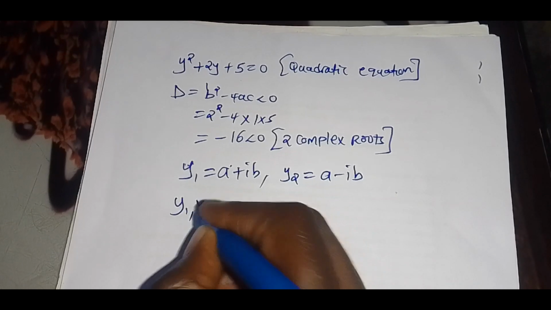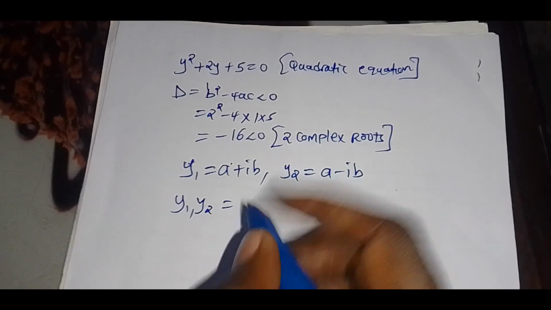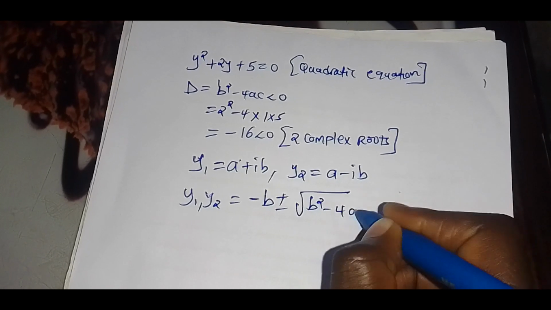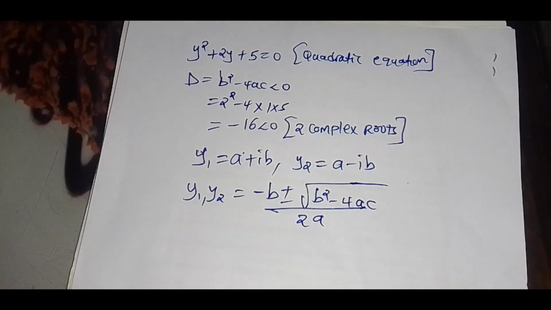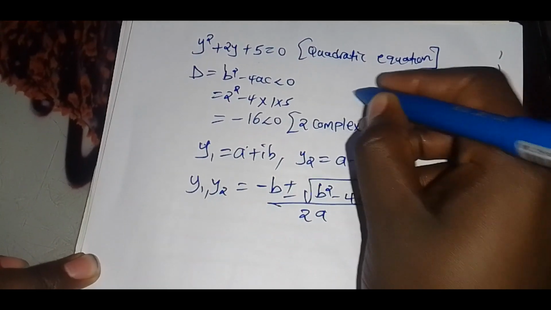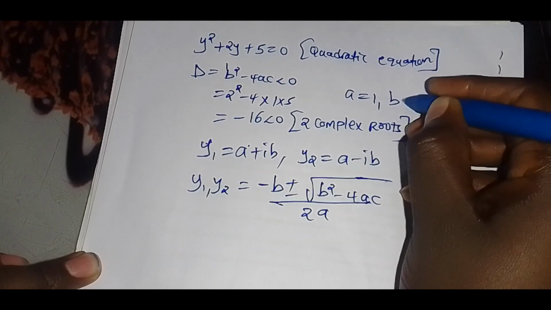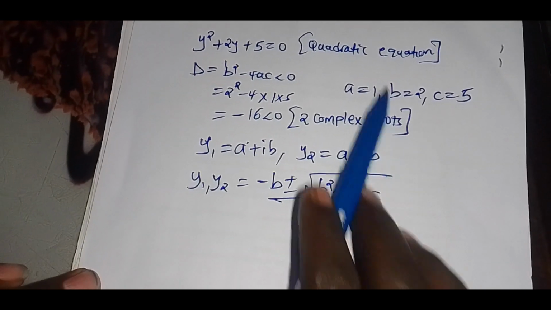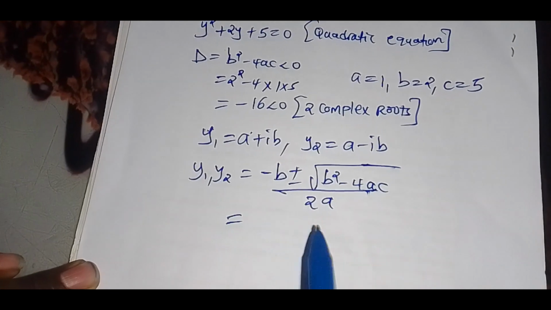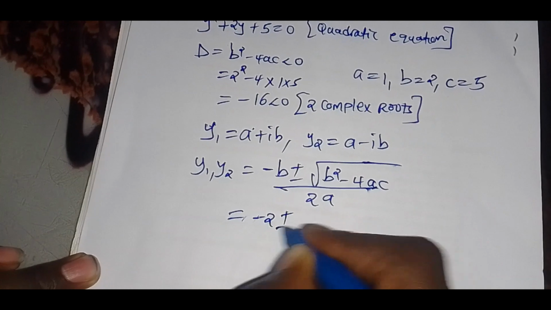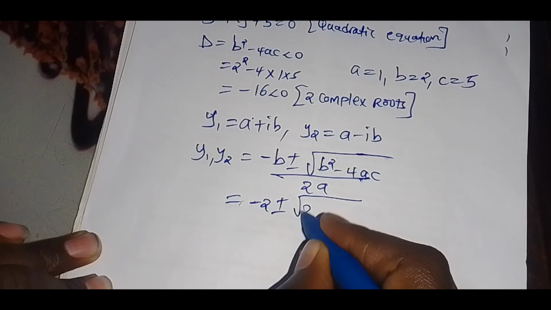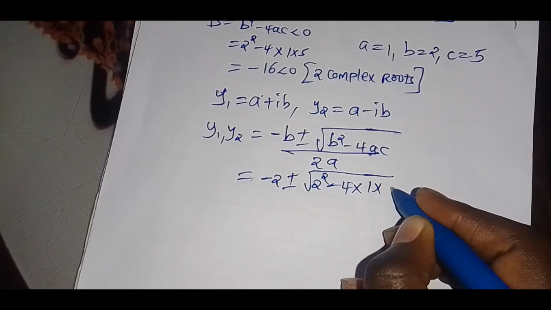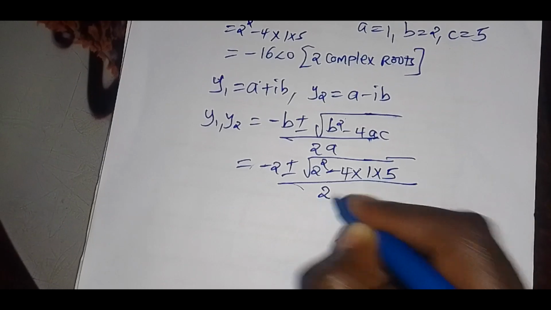So for y1 and y2, we apply the quadratic formula, which is expressed as minus b plus or minus the square root of b squared minus 4ac, divided by 2a. Okay, remember we have our a equal to 1, our b equal to 2, and our c equal to 5, from our quadratic equation. So we just substitute these values so that we'll have minus 2 plus or minus the square root of 2 squared minus 4 times 1 times 5, divided by 2.